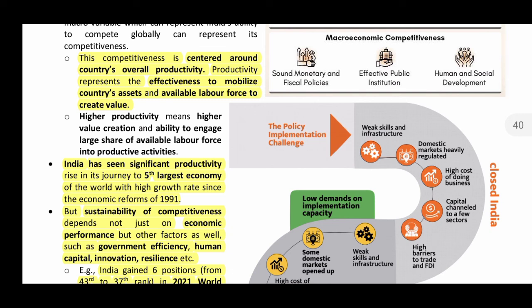So India has overtaken the UK. It is now the fifth largest economy, and it has a share of 3.5% in world GDP. It is currently a $3.8 trillion economy, and it aims to become a $5 trillion economy. Like the PM has already mentioned, the aim is to achieve a $5 trillion economy.